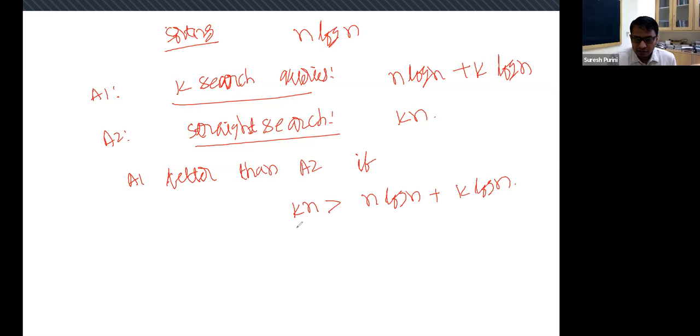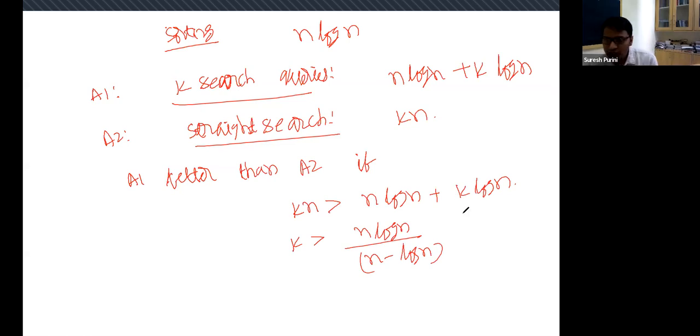That is, in other words, when k is greater than log n divided by n minus log n. Does this make sense? Let's assume log to the base 2. Is this okay thing to say? That when the number of queries is greater than n log n divided by n minus log n, then we can sort.